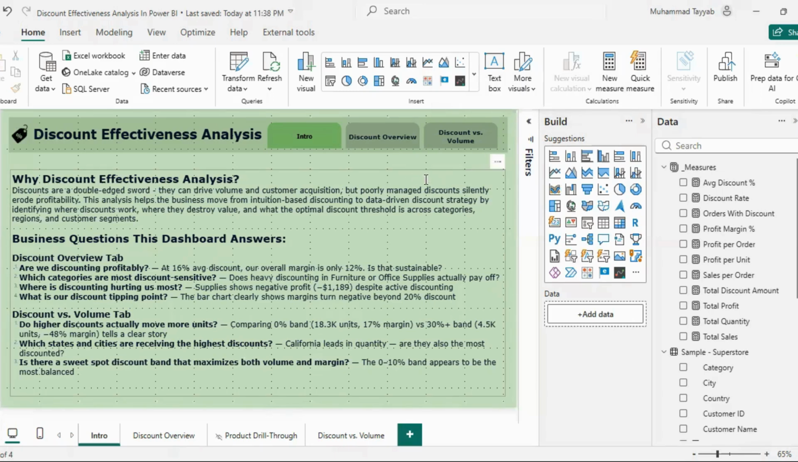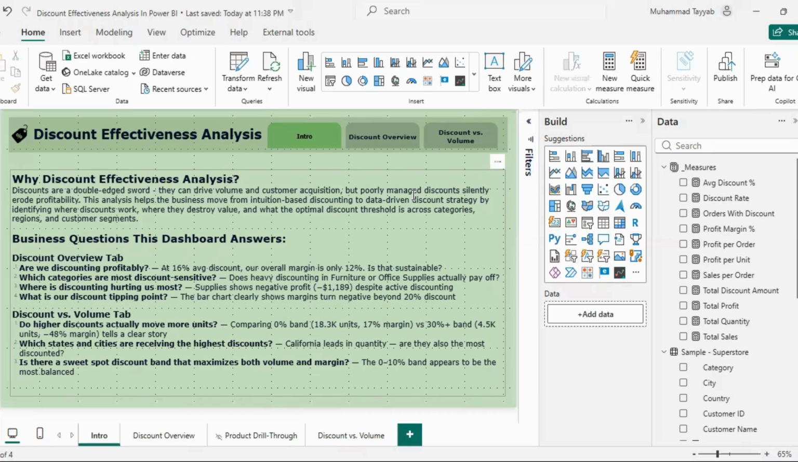Now, let me tell you why I personally chose this project. When I was looking at real business datasets, I kept noticing one pattern. Companies had decent sales numbers on paper, but their profit was surprisingly low. And when I dug deeper, the culprit was almost always the same thing: uncontrolled, unanalyzed discounting. Discounts were being given across all categories, across all regions, and all customer segments with zero visibility into whether they are helping or hurting. So I thought, what if I build a dashboard that answers this clearly?